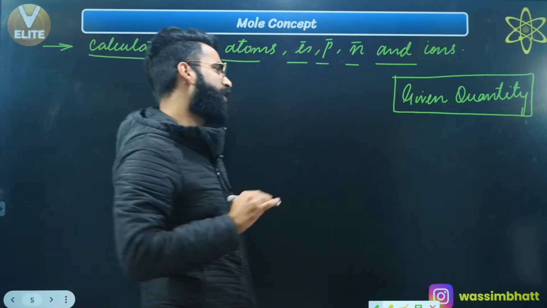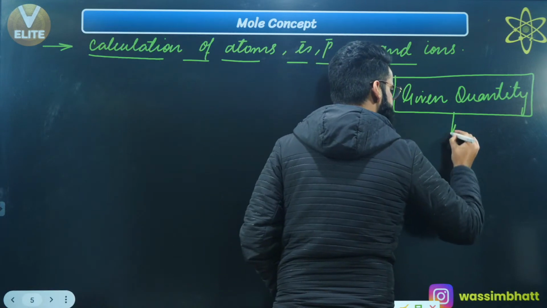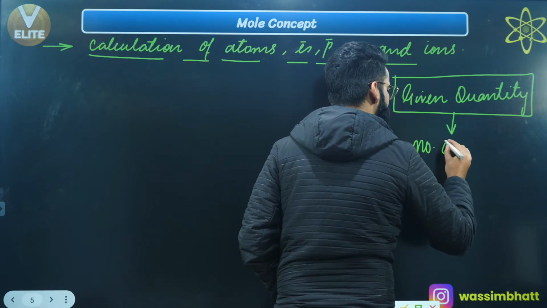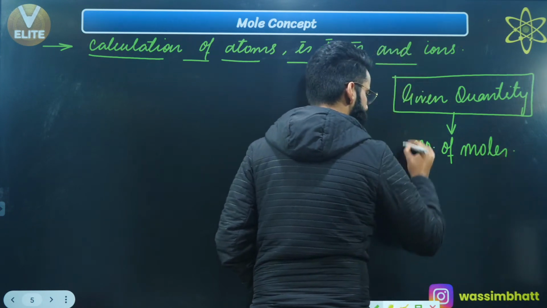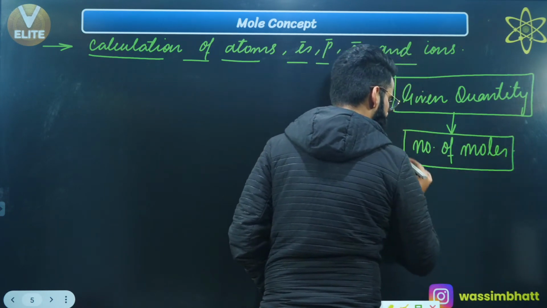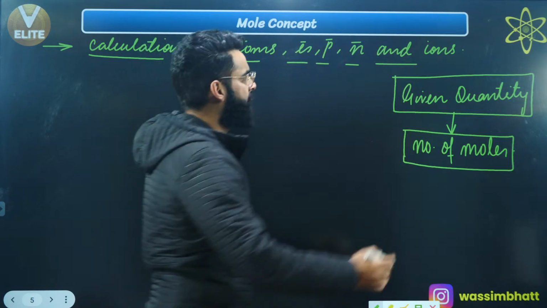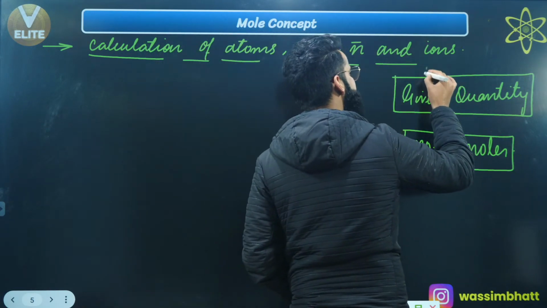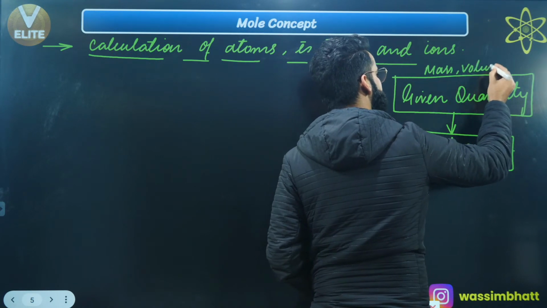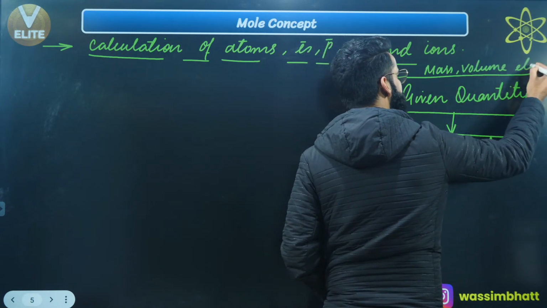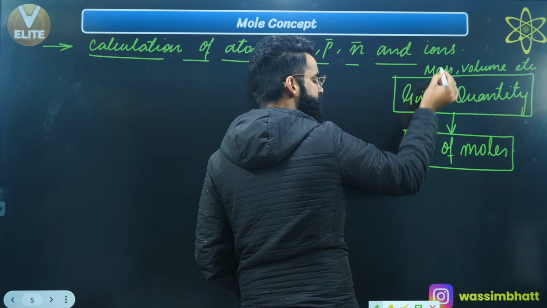My first step always is going to be to convert the given quantity into number of moles. This given quantity can be in terms of mass, it can be in terms of volume, etc. And we have already discussed how to convert the mass of the substance into moles.